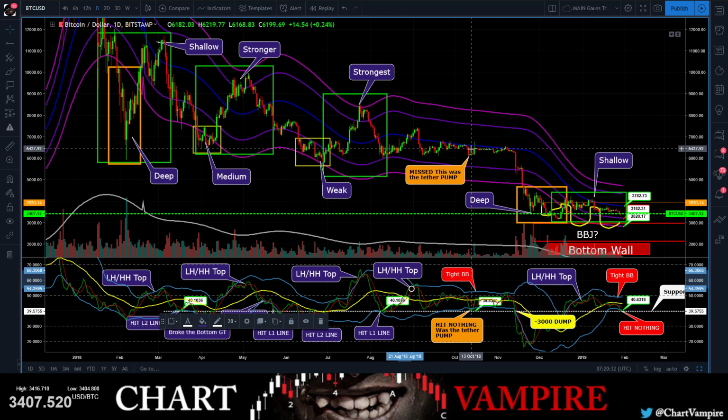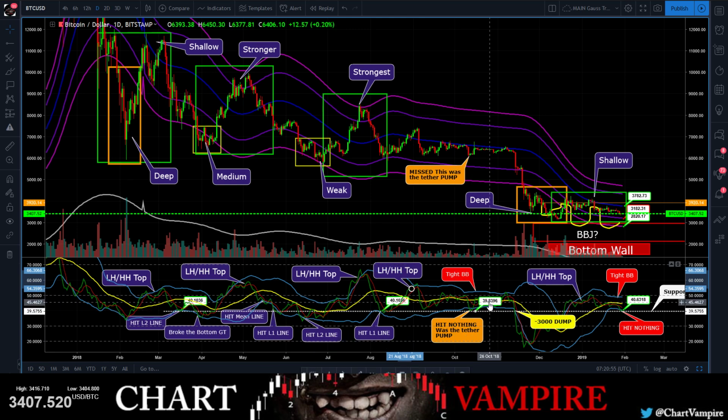This was a beautiful play for us. We made a bunch of money on this. Then we shorted the living daylights out of this, and it was a thing of beauty. So this was the tether pump right here. Now this anomaly tightened up this Bollinger Band. Look at this, it just got really, really tight. It was moving along, and then all of a sudden it got tight like a tiger.